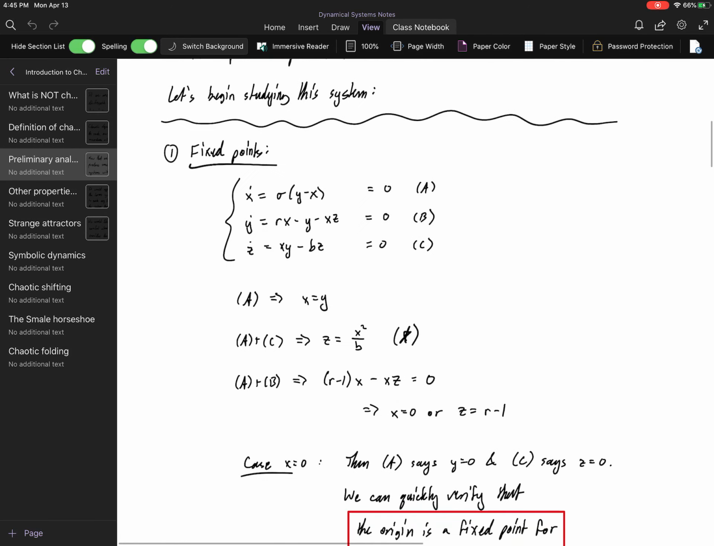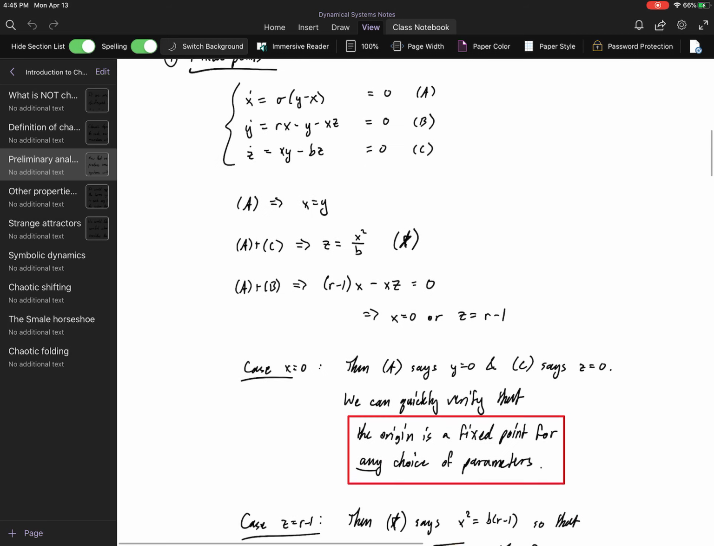So let's look for fixed points, and you can do this pretty quickly. If I label equations here from top to bottom as A, B, C, equation A tells me that fixed points have to occur on the plane x equals y. Sure, I'll buy that. That's exactly what we see in our numerical simulation. Equations A and C, however, mean that x and y have to be the same, so I get x squared equals bz, so z is equal to x squared over b. That's going to be one that we need to take with us moving forward.